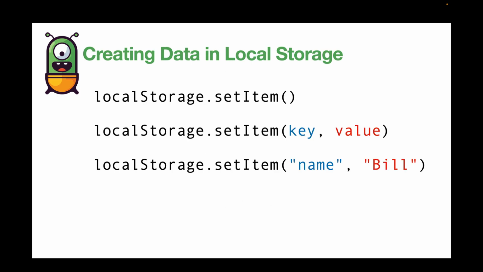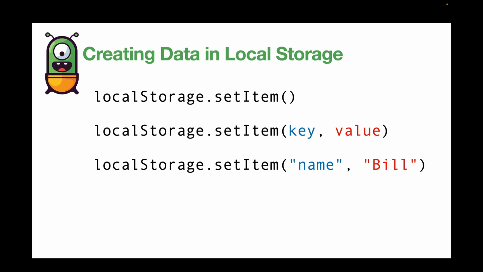So let's look at creating data in local storage. When we want to create data in local storage, we use setItem, and setItem takes two arguments, the key and the value. Both of those need to be strings. For example, if we use localStorage.setItem and we set name to the string bill, then that value will be stored in local storage.